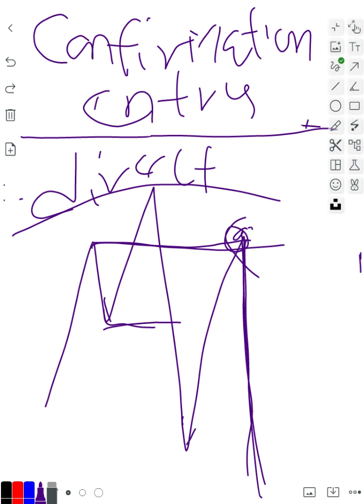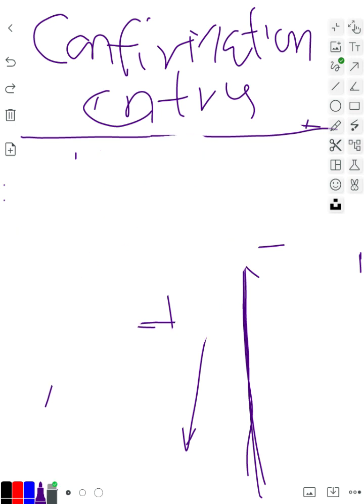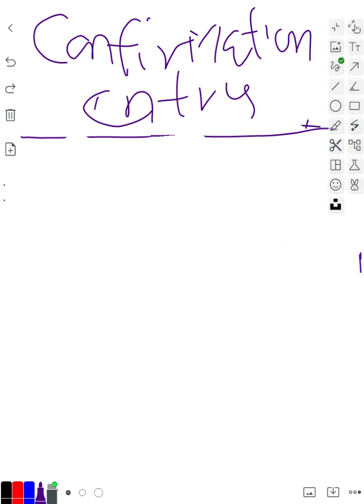Most of the time, what we use is direct entry. That is entry model 1. But then we also have confirmation entry. For confirmation entry, we wait for price to get to our POI. You can either use confirmation entry or direct entry.